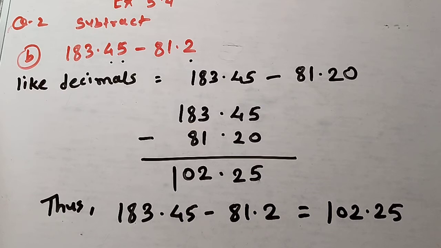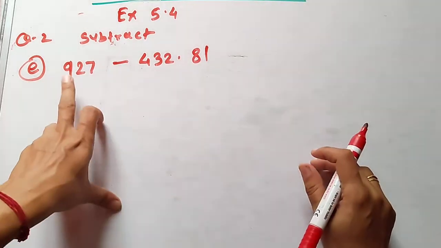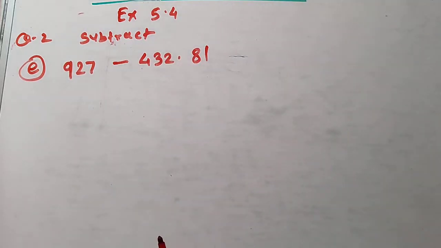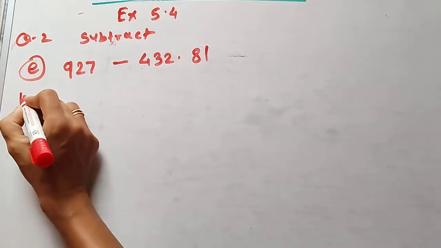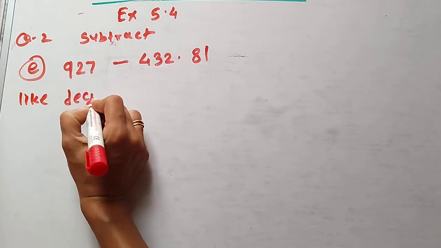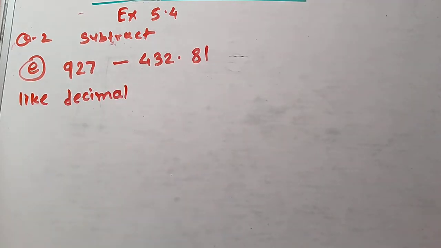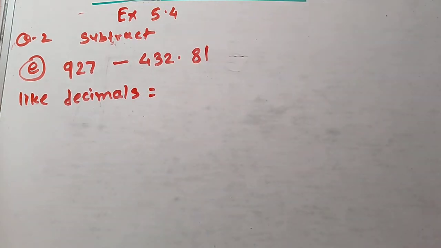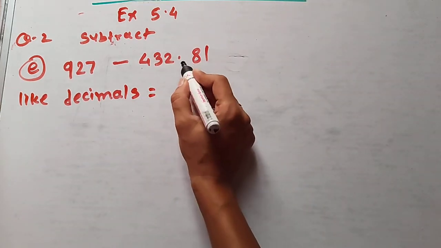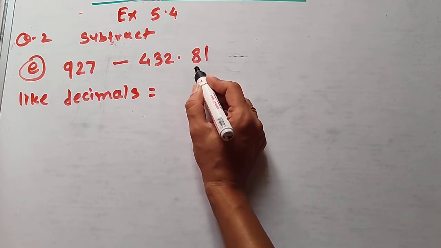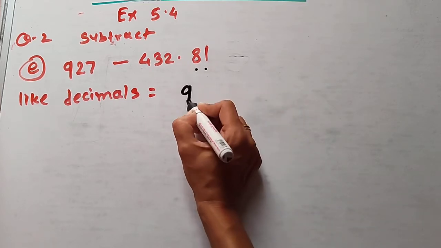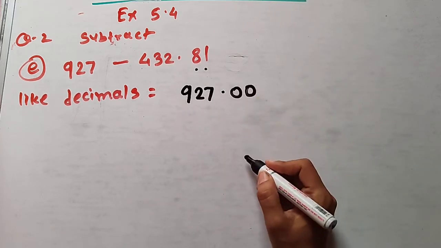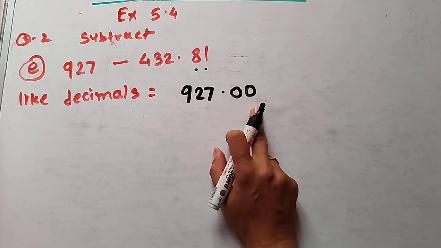One more example you have to take. See here, this is question E number. 927 minus 432.81. So first step, again the same, you have to make like decimals. Here there is no decimal point. So you have to add after the decimal point how many digits? 2 digits. So for 927, you have to put the decimal point and add 2 zeros. So here after the decimal point we get 2 digits.